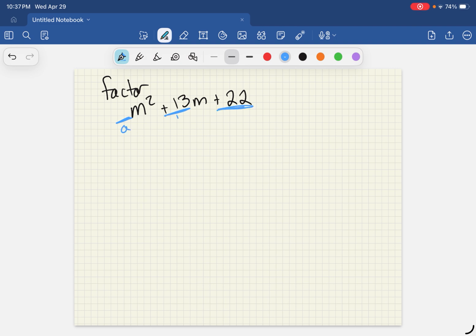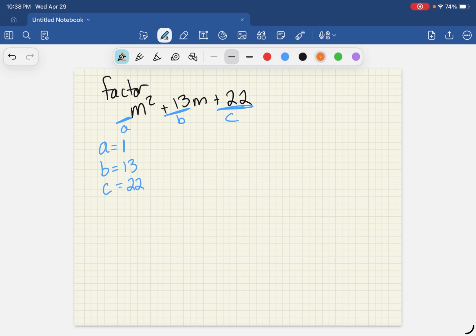They will always be in the same spot because when things are in standard form, by definition, those letters will always be there. So for this problem, A is going to be the number in front of my variable squared. In this case, A is 1. B is the coefficient of the thing to the first power. So m to the first power, that is going to be 13. And C is our last number.